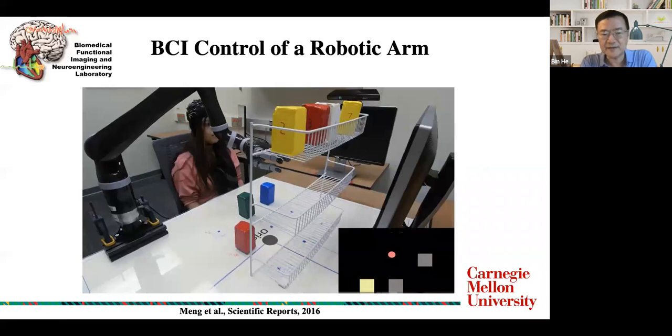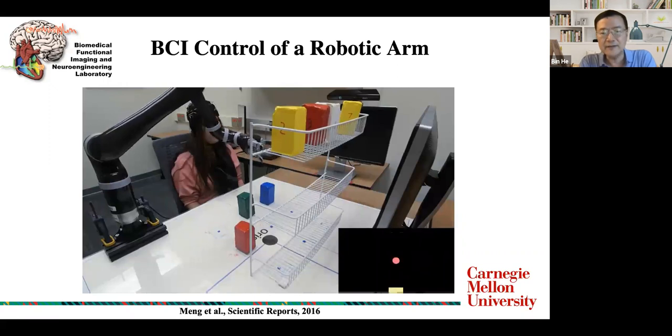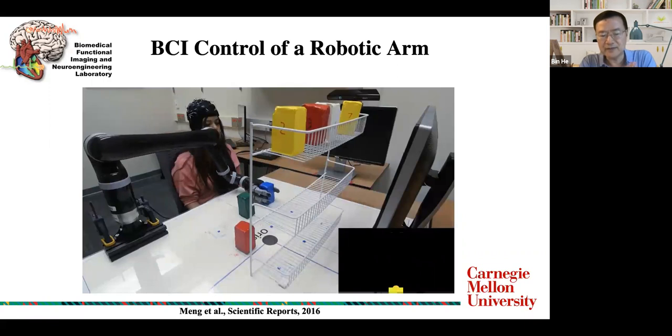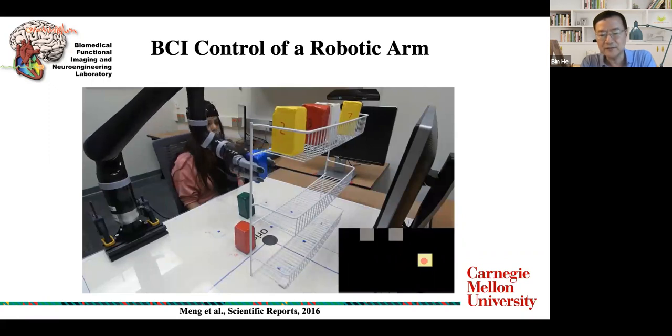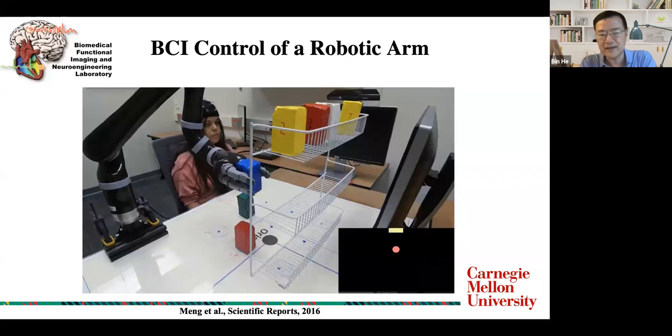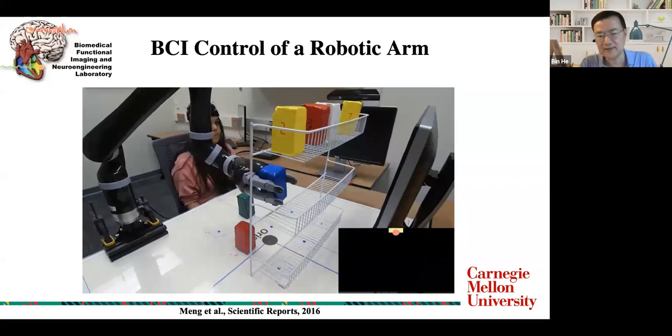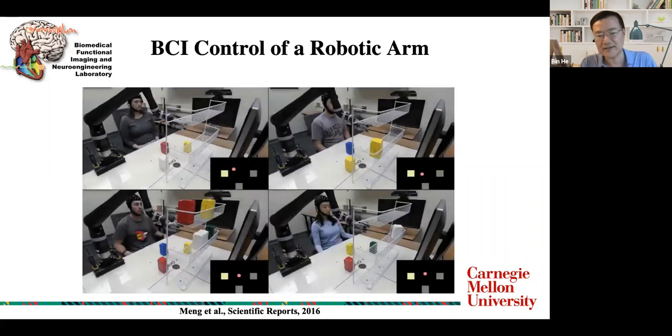This is a recording now illustrating one human subject who is entirely using the mind to control the movement of the robotic arm to grab a Lego and then bring this Lego to one location over the bookshelf. We're monitoring EMG to ensure that no hand movement is there, so it's entirely motor imagery based BCI control.